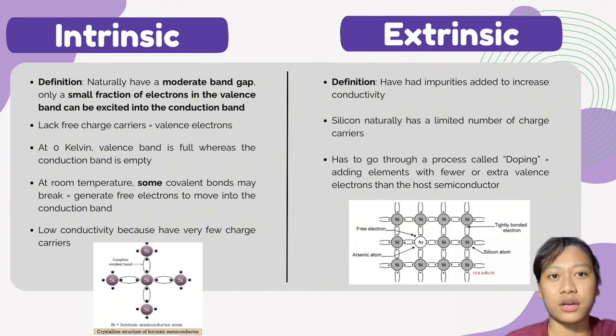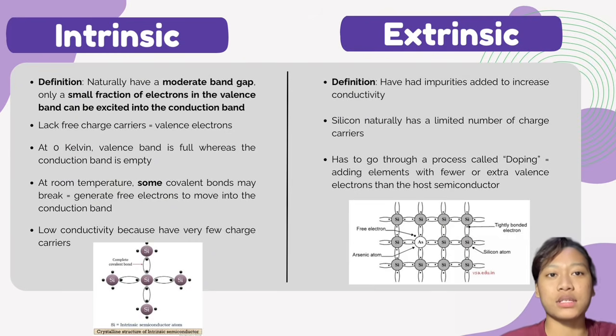An intrinsic semiconductor basically means the element is chemically pure, in this case silicon. As seen in the photo, the silicon has no extra or fewer electrons. It is fully filled, which explains why they lack free charge carriers. When the temperature is at 0 Kelvin, the semiconductor will act as an insulator. The valence band is full and the conduction band is empty. At room temperature, some of the covalent bonds may break, which will generate free electrons to move in the conduction band. However, it will have low conductivity since it has very few charge carriers.